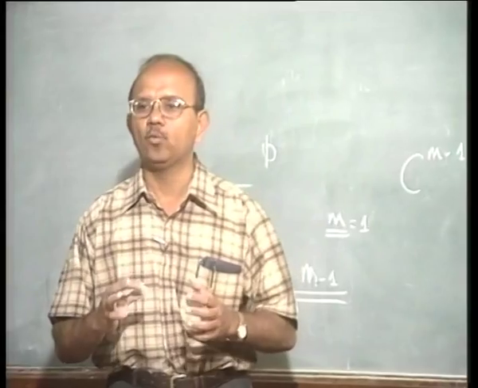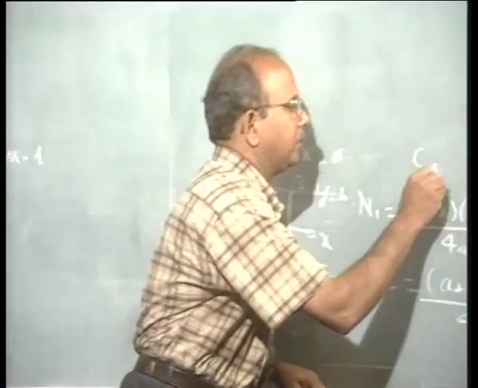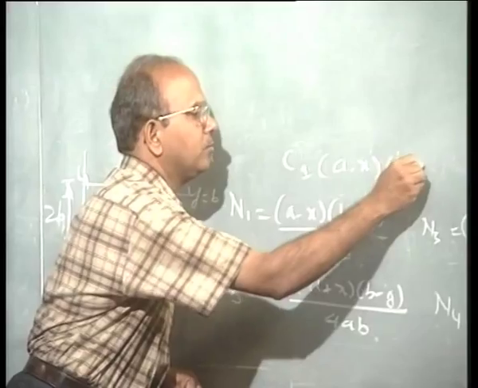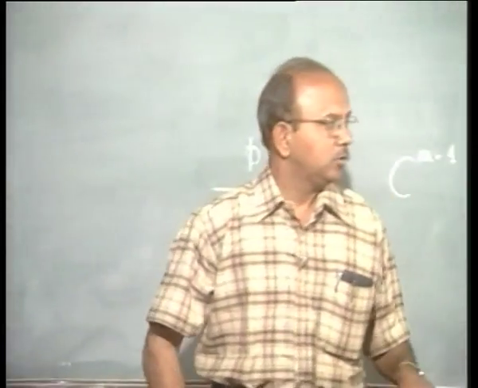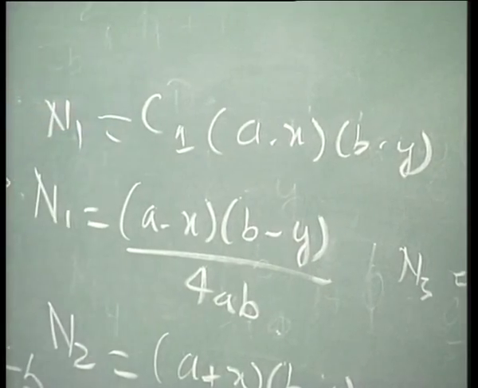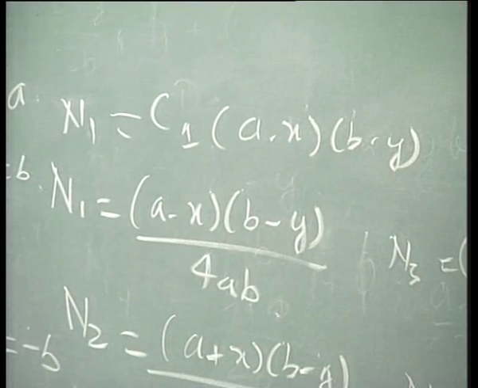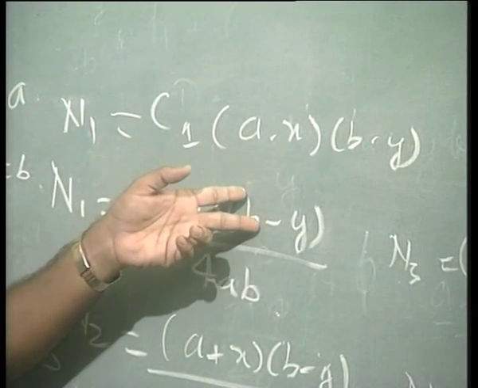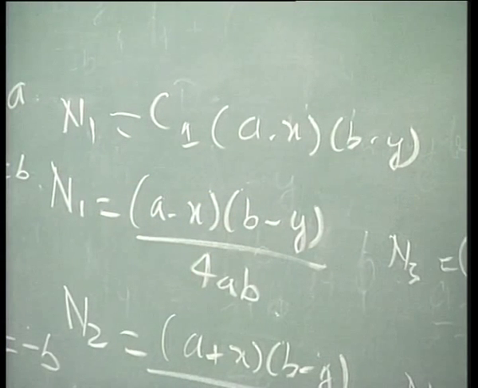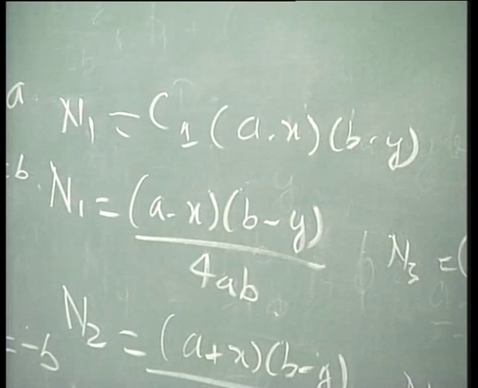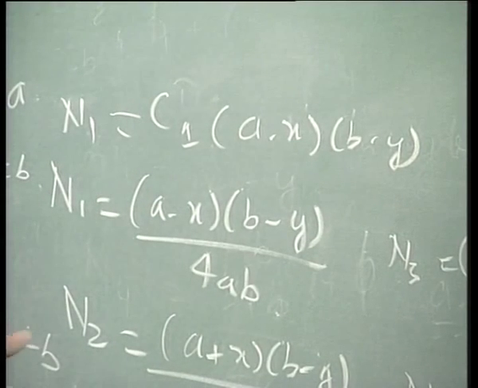So I can say that N1 is equal to c1 into a minus x into b minus y, the same N1. So now how do I get this c1? Period, that's it, very good. N1 should be equal to 1 at x is equal to minus a and y is equal to minus b. So you get obviously c1 to be equal to 1 by 4ab.